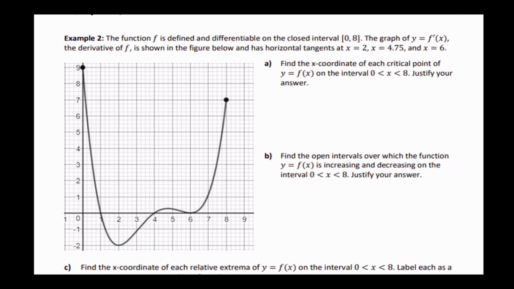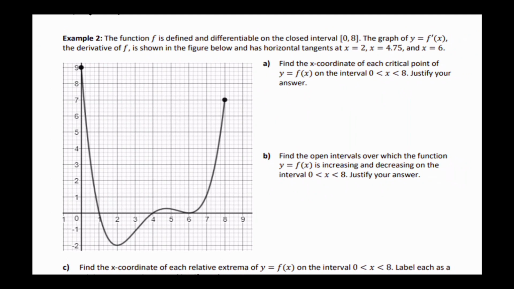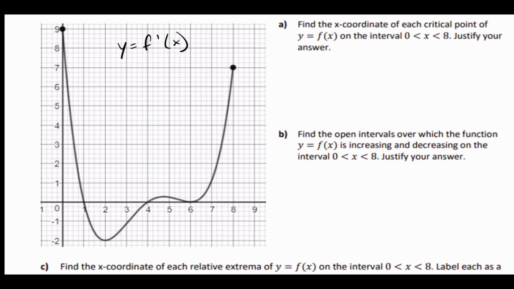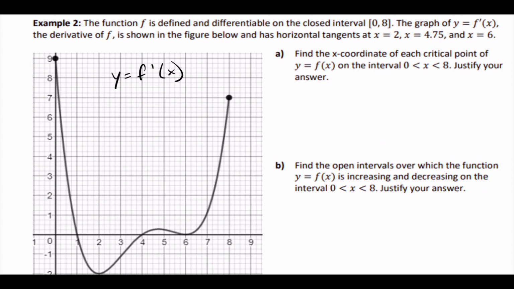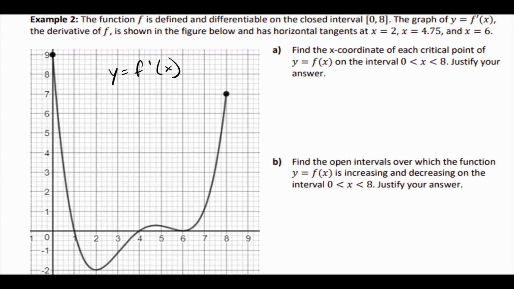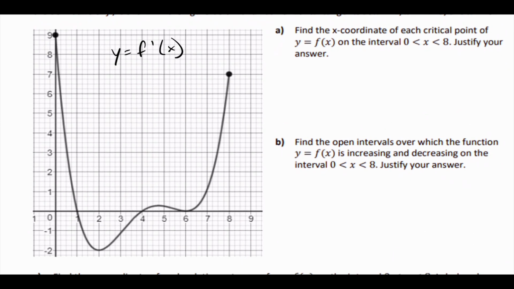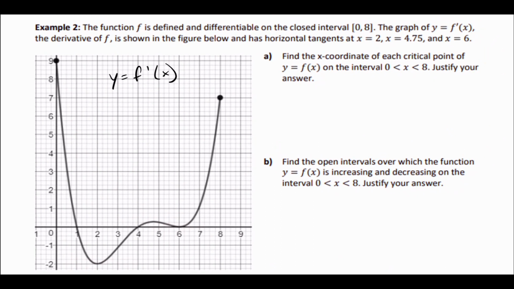So same type of problem. This is a graph of f prime. Okay. It has horizontal tangents at 2, 4.75, and 6. So that means when x equals 2, it's got a horizontal tangent line there, there, and there. Okay, that's what that means. All right. Okay, so before we get to letter A, what does this represent?